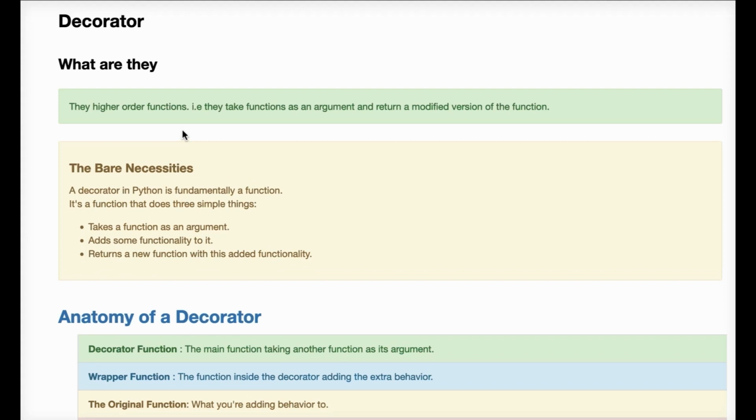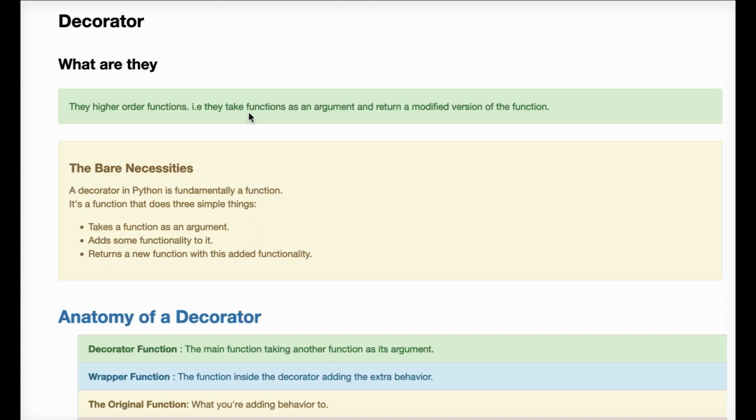So what are decorators, right? Decorators are higher order functions that take a function as an argument and return a modified version of a function. In Python, functions are first-class citizens. That means Python lets you pass functions around. You can assign functions to a variable. You can do all sorts of stuff.